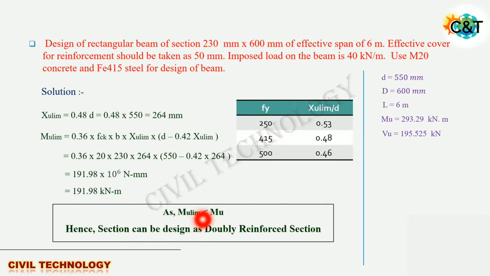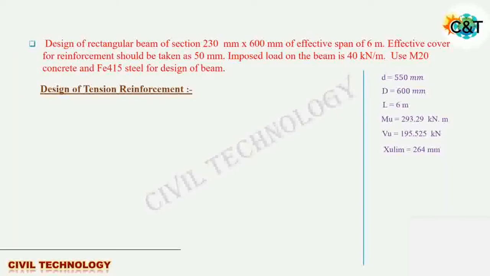Okay, so Mu limit is very much less than the Mu value, so we have to design our section as a doubly reinforced section. So here two types of reinforcement come. First is the tension reinforcement and second is the compression reinforcement. For a simply supported beam, tension reinforcement comes at the bottom of the beam. So whatever steel we have to provide at the bottom, that we call tension reinforcement.